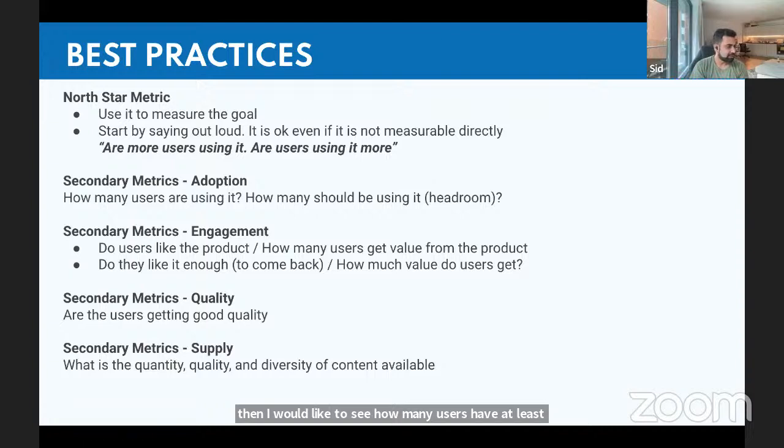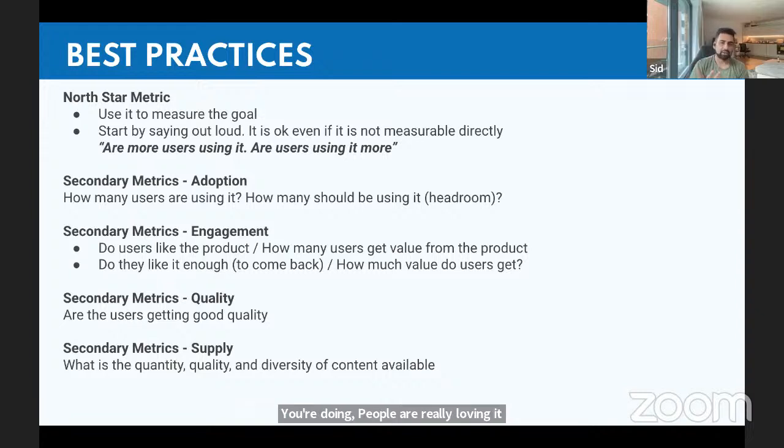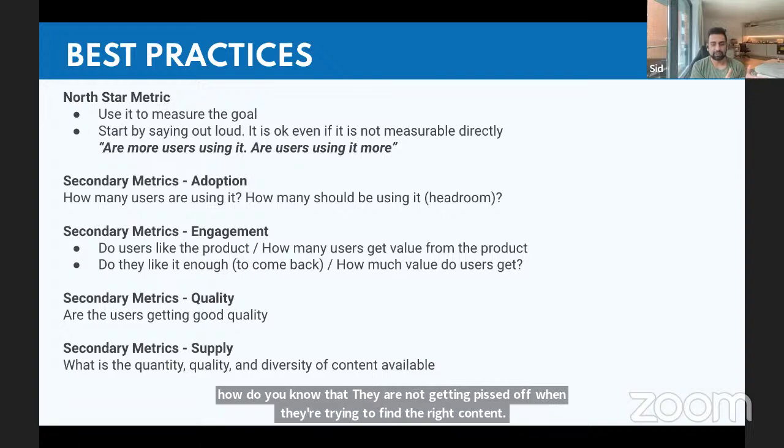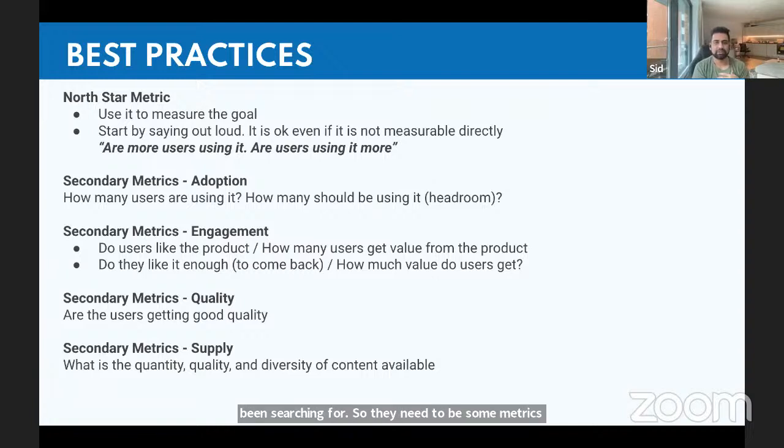Secondary metrics for quality. What that basically means is, going back to the Instagram example, let's say you're doing Reels and people are really loving it. They're spending a lot of time and they're hitting your metrics. But how do you measure that the quality of their experience is good? How do you know the content they're viewing is actually to their liking? Or how do you know that they are not getting annoyed when they're trying to find the right content? It shouldn't take them 3 minutes to find the video that they've been searching for. So there need to be some metrics around how you measure the quality of their experience.